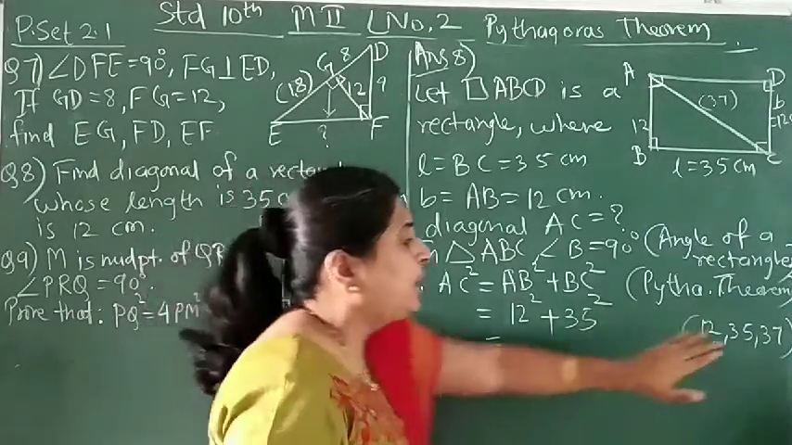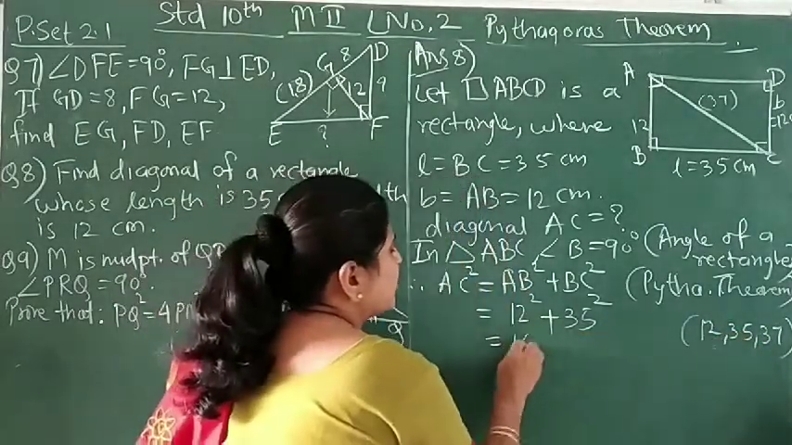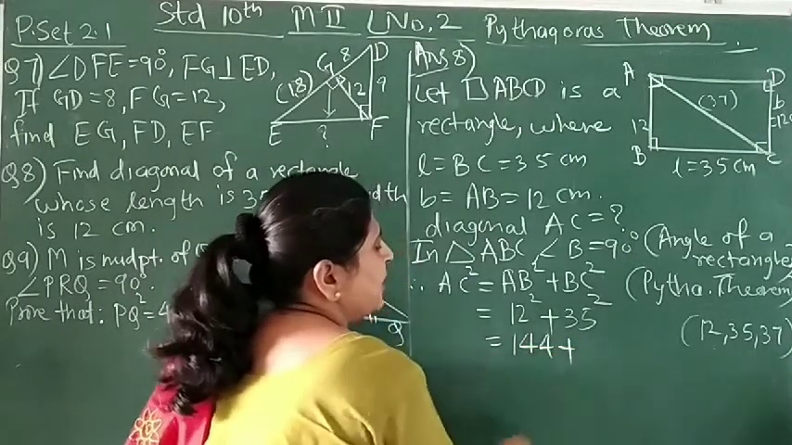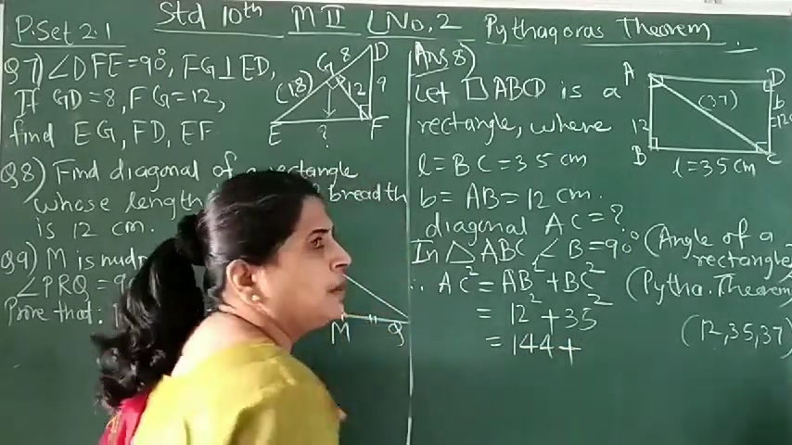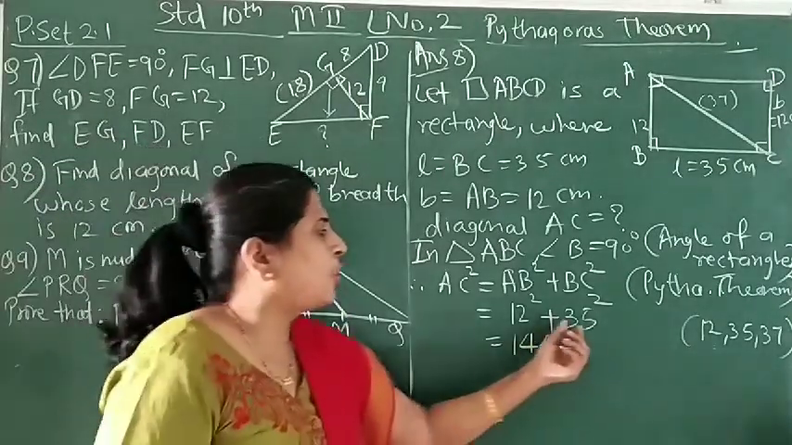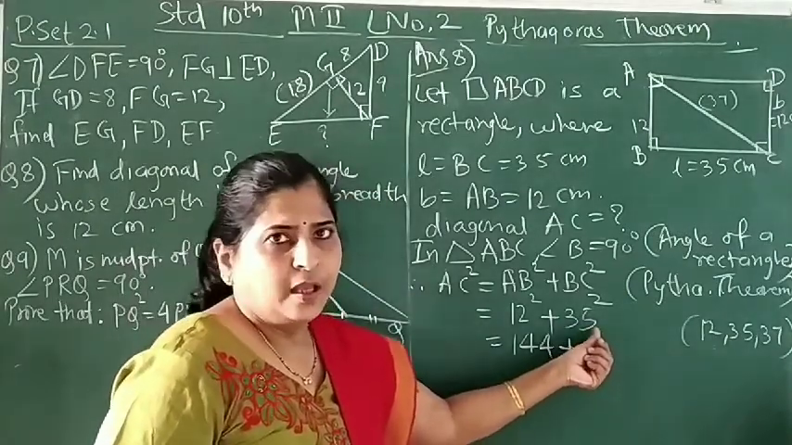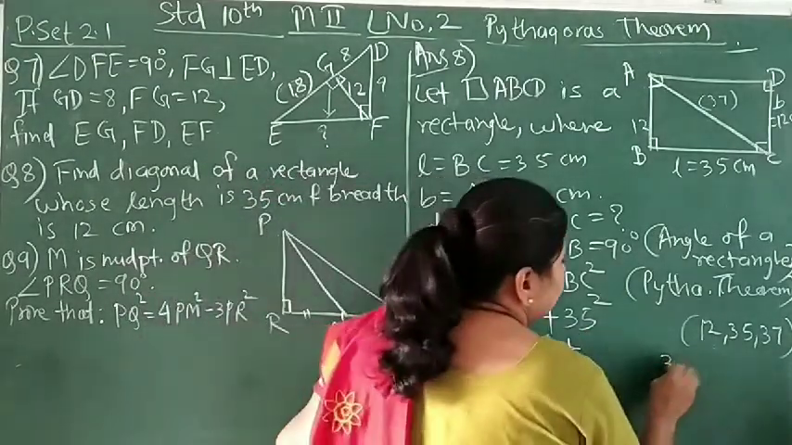We can check here how useful knowing this triplet is. What is 12 square? It is 144. Now 35 square: 35 is a big number, but we still have a technique to find the square of such a number where the digit in the unit place is 5. I hope you know this technique, that 35 square.